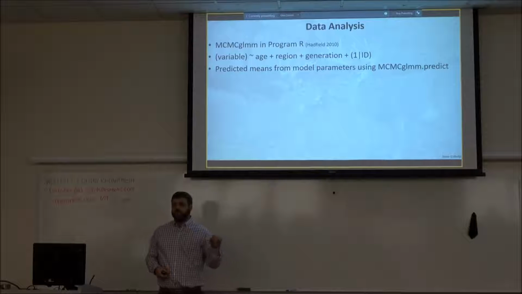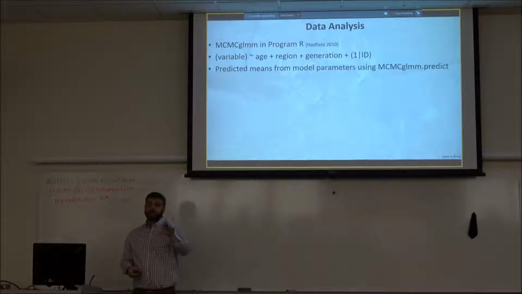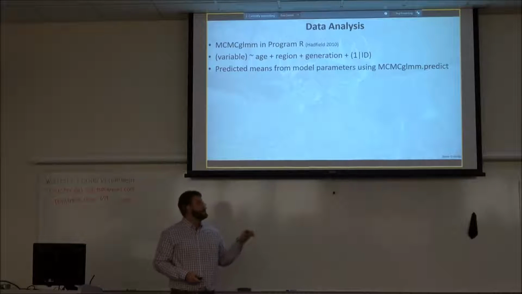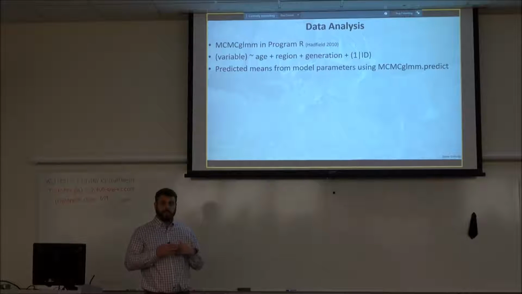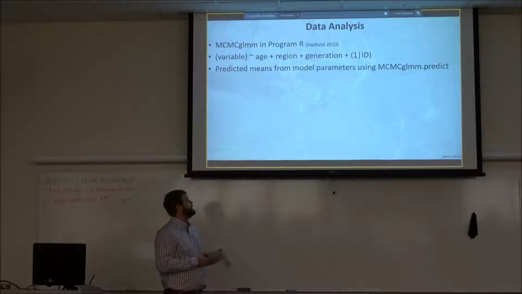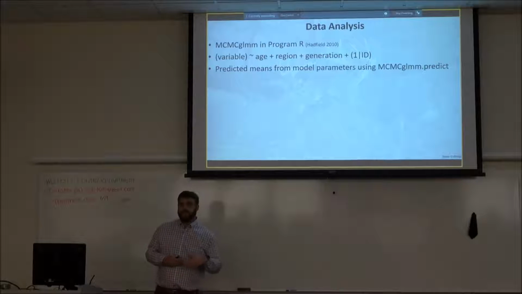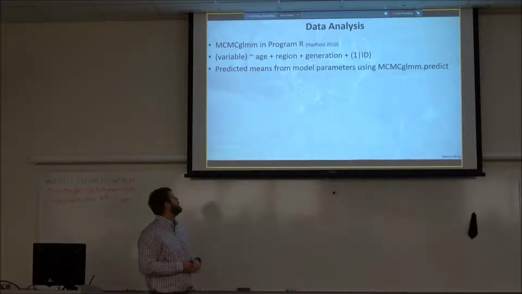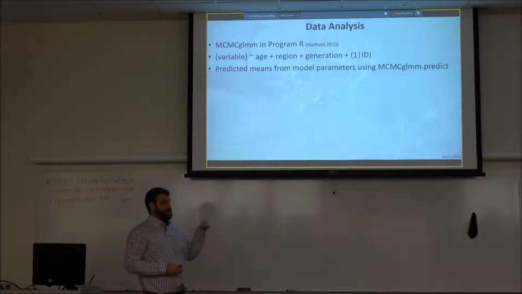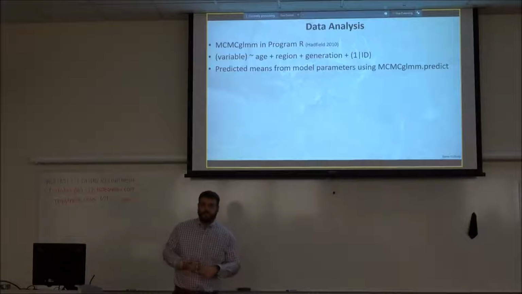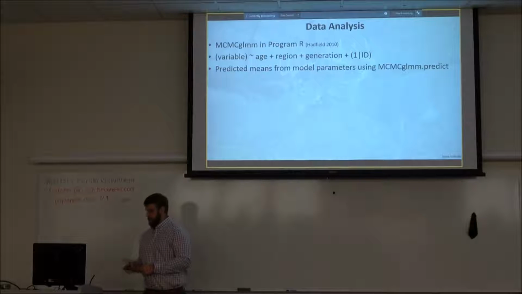Again, we know that as individuals get older, they get bigger, so we included age in the model. We included generation in the model because we wanted to assess whether second generation individuals were bigger than their first generation counterparts. And we included individual ID as a random effect to account for repeated measurements of individuals across time. Once we had the model output, we then used the MCMCglmm predict function to output our population means.